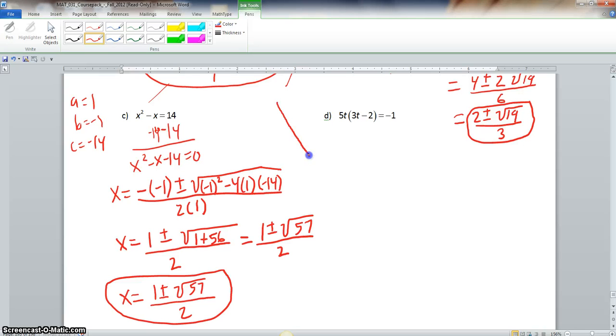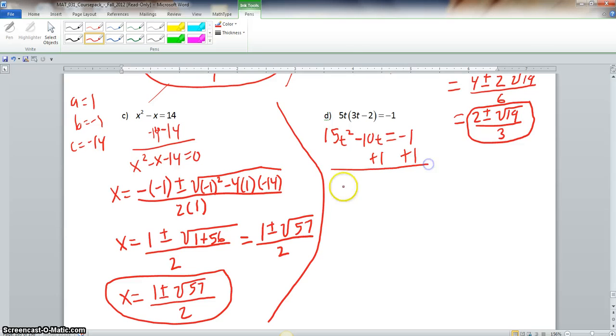Okay, now we come here to D. With D, we must first multiply this monomial by this binomial. Use the distributive property. 5t times 3t is 15t squared. 5t times a negative 2 is a negative 10t, and it equals negative 1. Now we need to add 1 on both sides of the equation. So remember, our equation must equal 0. 15t squared minus 10t plus 1 equals 0.